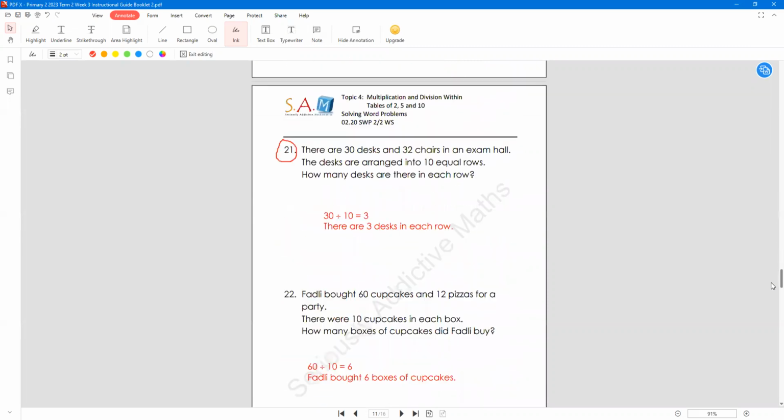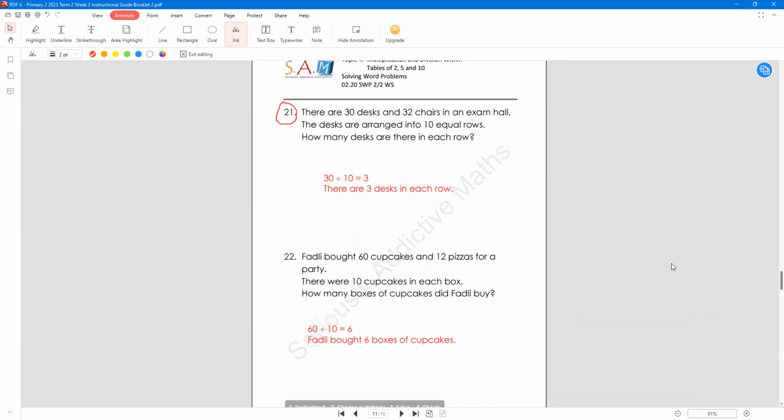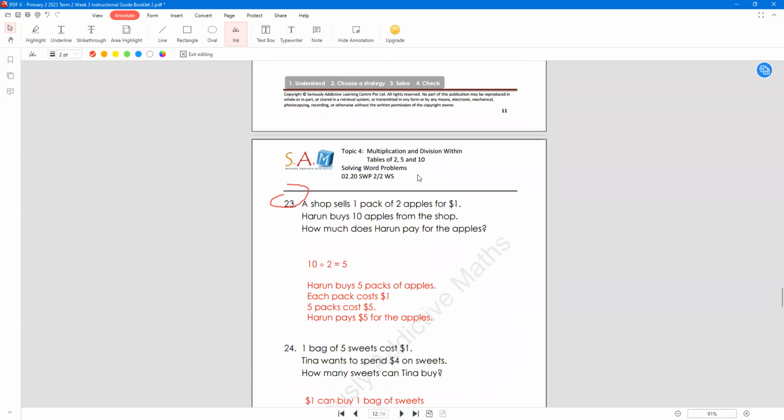Other questions that may be more challenging are ones like this, because they have useless information. So get them to read the question. There are 30 desks and 32 chairs in the exam hall. The desks are arranged in 10 equal rows. How many desks? In other words, they don't even have to worry about the chairs at all. The question is only asking about 10 desks. Get them to take note of that.